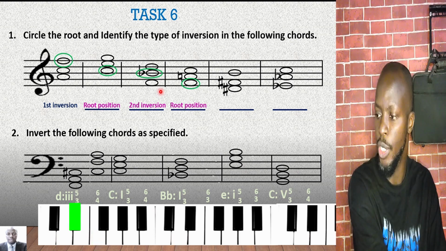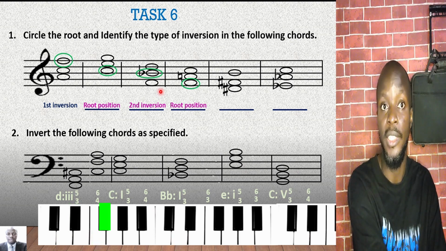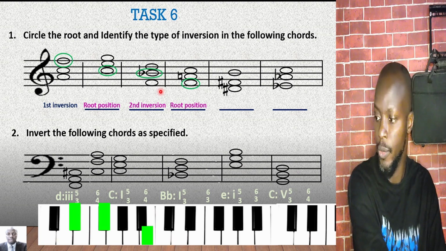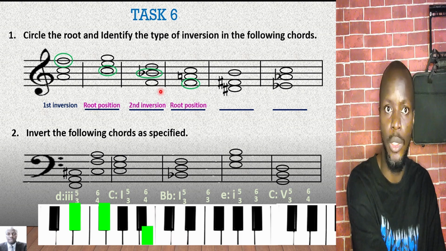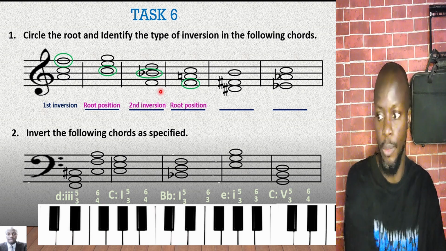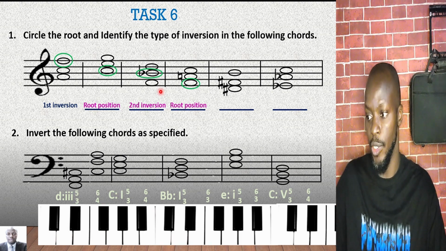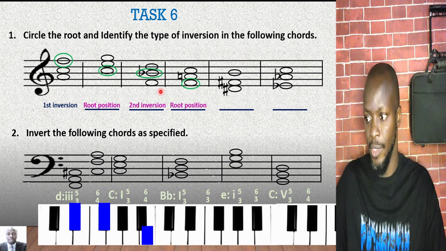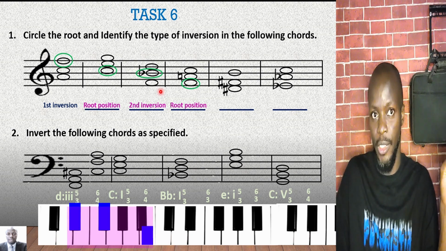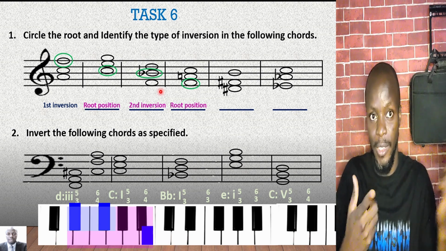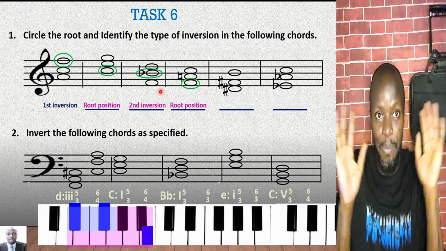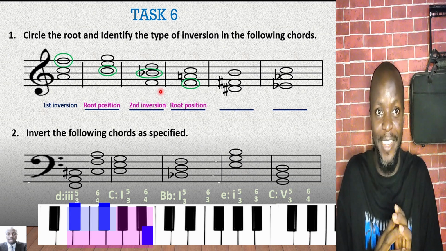We have D sharp, F sharp, and B. Okay, so this is not a root position chord, judging by the arrangement, because we use a 6-3 chord. It's a first inversion chord, right? 6-3 because the outer pitches is 6, and from the first to the second one is 3. So simply you can just look at it that way and get what kind of inversion it is.